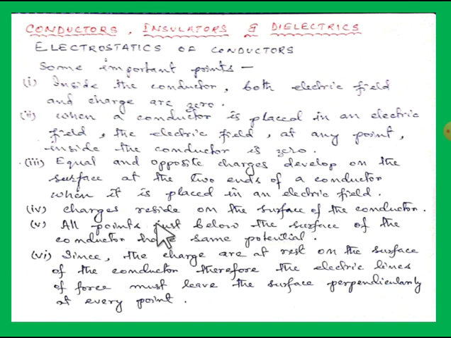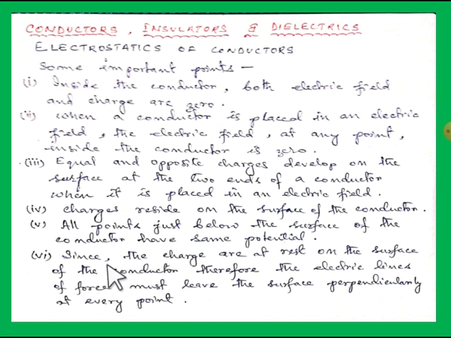Next, number four, charge resides on the surface of the conductor. We know that charge only resides on the surface of the conductor, not inside. So charge inside the conductor will be what? Zero. All points just below the surface of the conductor have same potential. As there is no electric field inside the conductor, at any point inside the conductor, electric potential will have the same value.